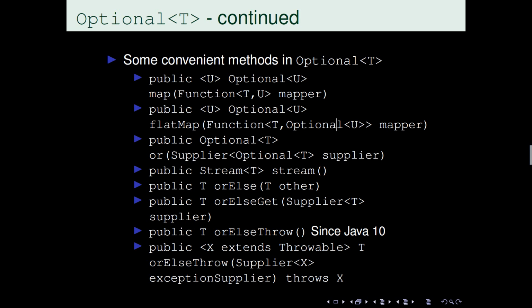Or else throw. If it is empty, then throw. This is just similar to a get. Even in get, it will throw an exception. Now, what exception should be thrown, you can control that. So you can say orElseThrow and give it a supplier of a throwable object, the exception class. You know, Throwable is the superclass of all the exceptions, right? Okay, so this is what Optional is about.